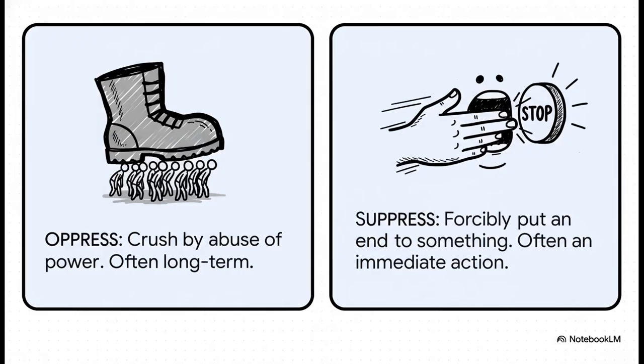Now, let's look at 2 other words from this group, oppress and suppress. They sound kind of similar, but there's a really important difference. To oppress is about a long-term systemic abuse of power. Think of a cruel government oppressing its citizens. But to suppress is usually a quick, immediate action to stop something, like police suppressing a riot or even you suppressing a laugh. One is a condition, the other is an action.